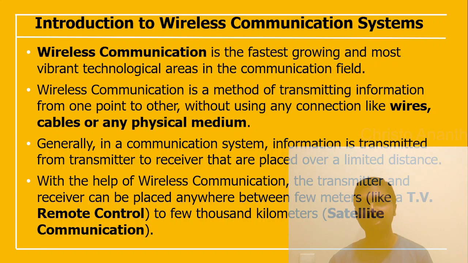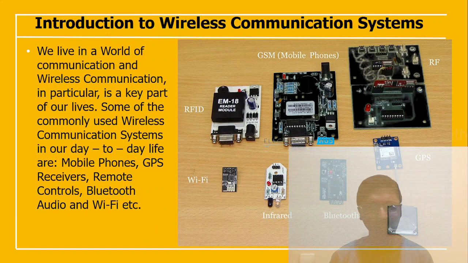So why do we need wireless communication? Using wireless communication, the transmitter and receiver can be placed anywhere, maybe a few meters apart, like a TV remote control, where we operate the TV from one particular area, or a few thousand kilometers apart, as in satellite communication. We actually live in a world of communication. Everywhere you see mobile phones, communication, even the Netflix you see on the smart TV is also communication. Even building a project is also communication. So wireless communication has a very important part in our lives.